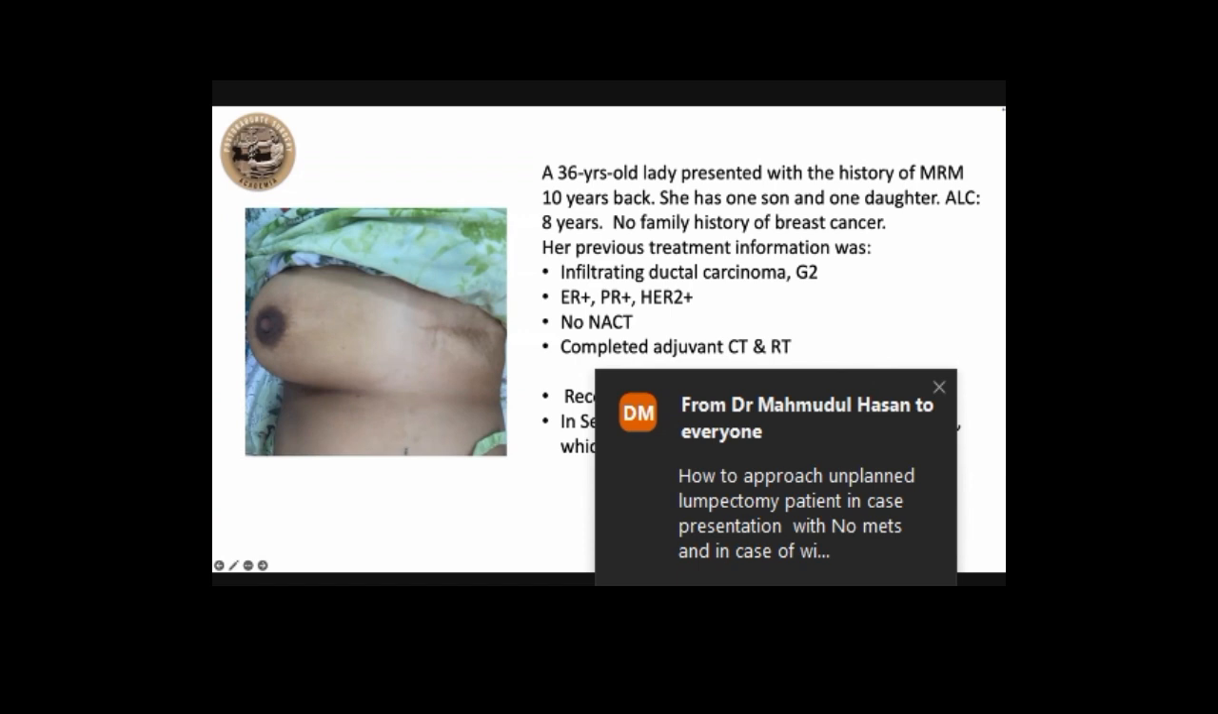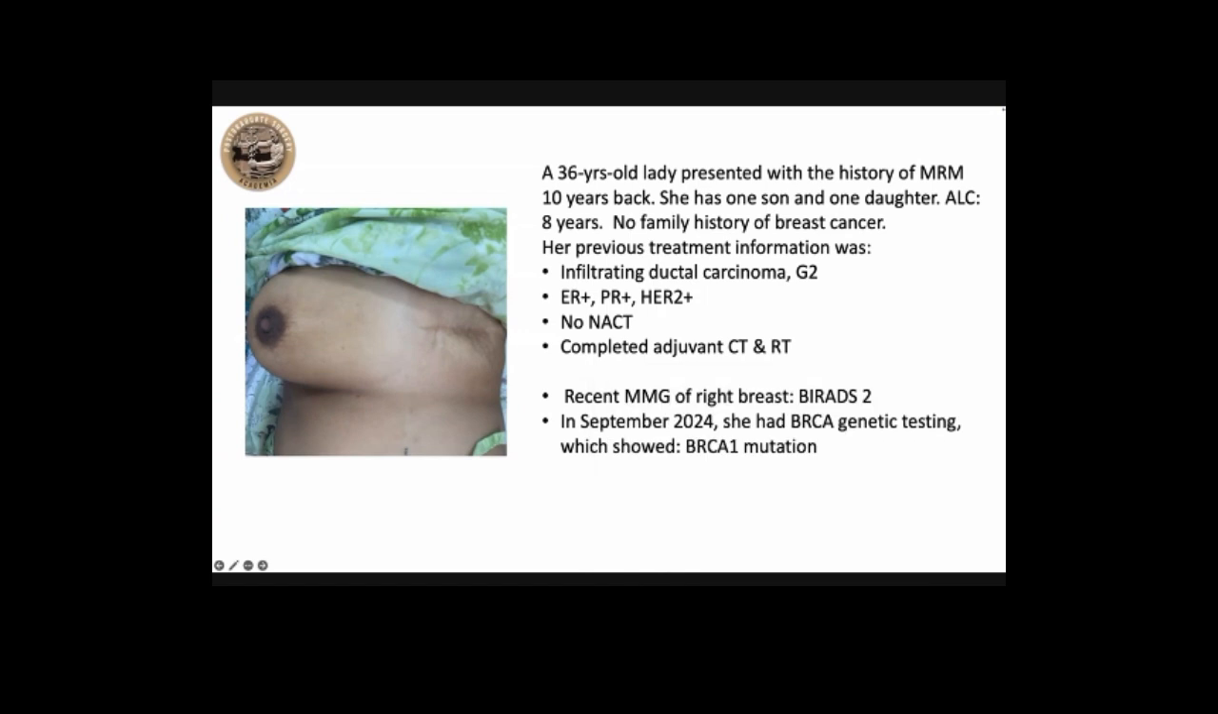I understand that BRCA1 gene is now positive, and this girl had an operation 10 years ago, modified radical mastectomy, and now she does not have any cancer in the right breast. She has had a mammogram done last year, which is completely normal, and so there's no real rush. But of course, you can discuss about possible.